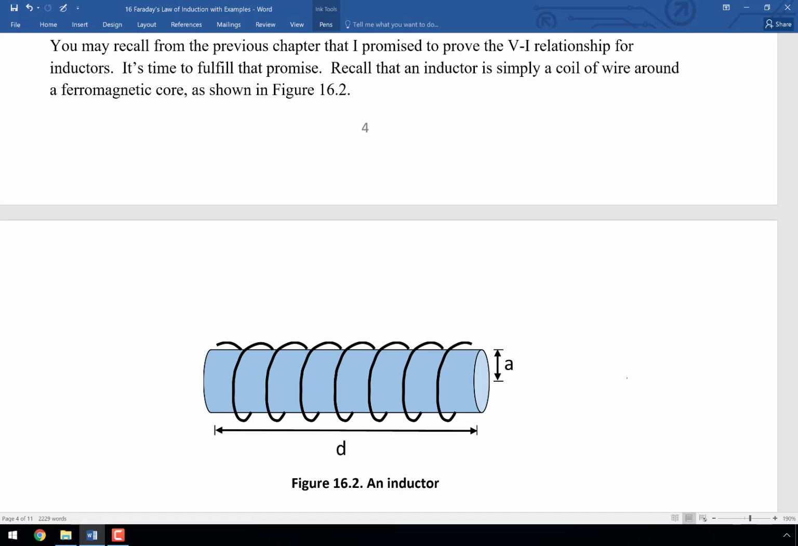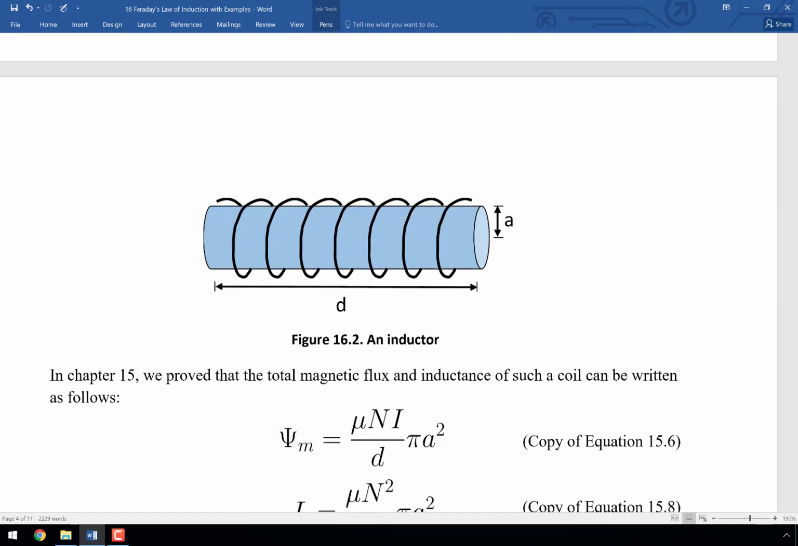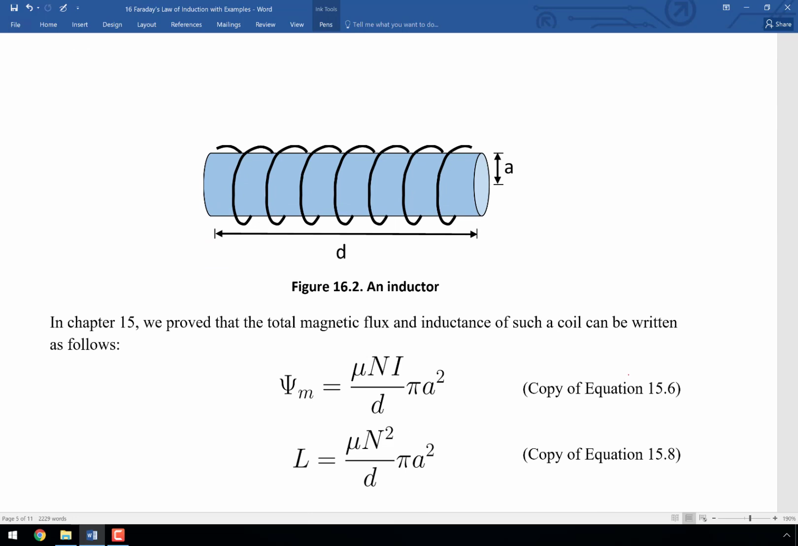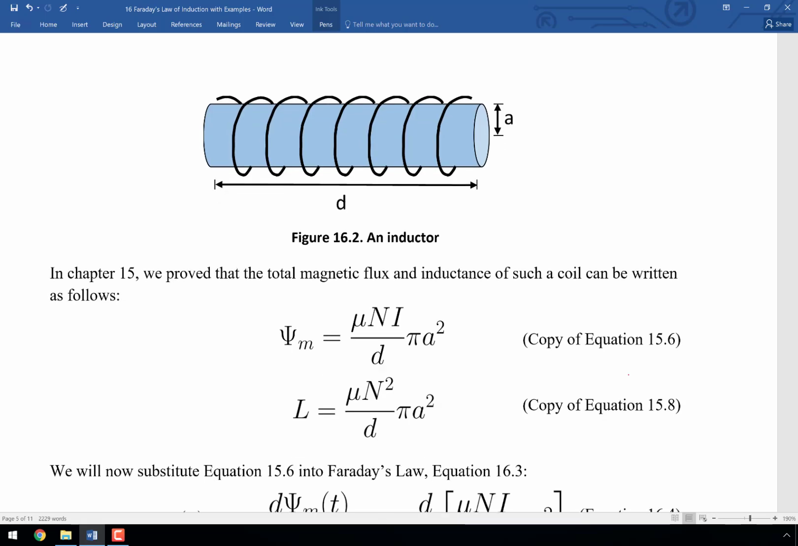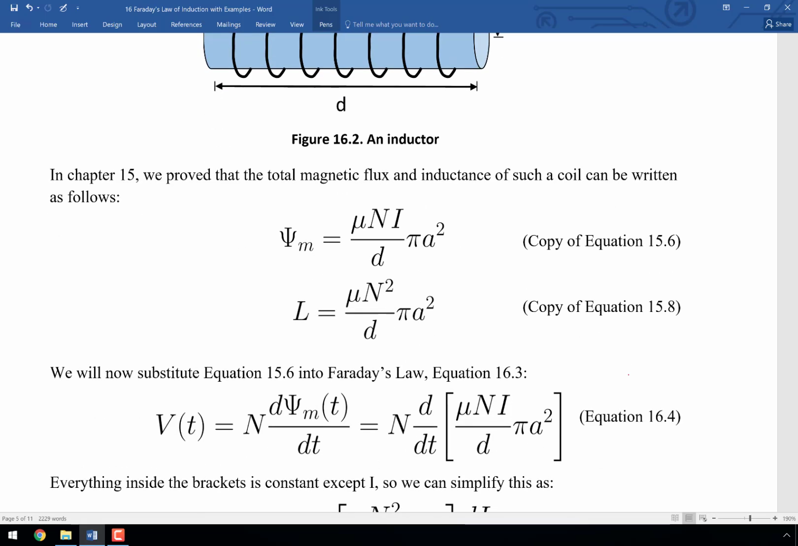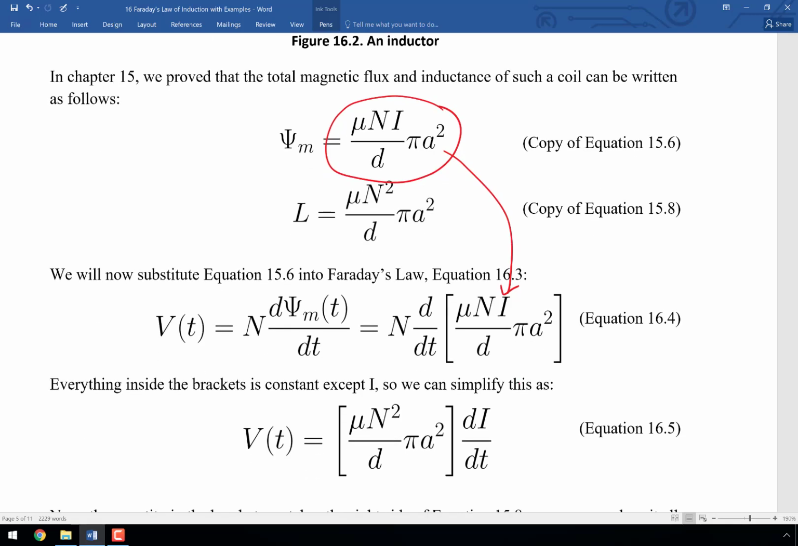This is exactly the same figure that we saw in chapter 15. And we knew from chapter 15 two things: we have an equation for psi sub m throughout the core of this inductor, and we have an equation for L. Well, let's take that equation of psi, and we know that the voltage is equal to N d psi dt, which is N times the derivative of that quantity from equation 15.6. So this quantity just substitutes right into there. Mu is a constant, N is a constant, D is a constant, pi and A squared are constants. The only thing that's not a constant there is I. So everything else moves out in front, and don't forget that this N times this N is where the N squared comes from. And so only di dt remains.